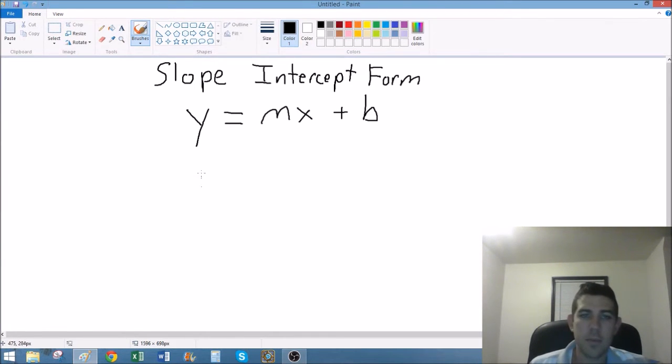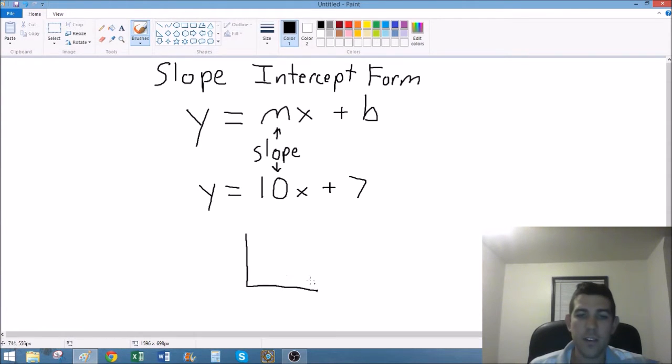So if I were to give you an example like y equals 10x plus 7, well, let's use our slope-intercept form. This first number, the m or the 10, is our slope. And our slope, as we learned in class, is the rate of change. It decides how this line on our graph is going to move in what direction. Is it going to go steep? Is it going to be flat? Is it going to be negative?